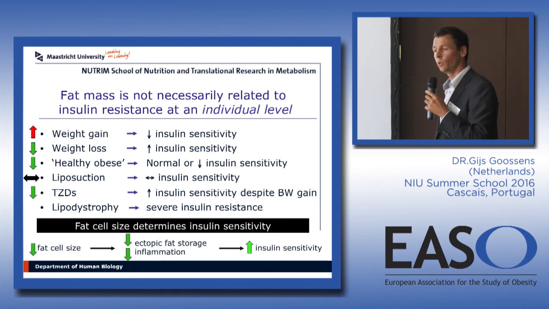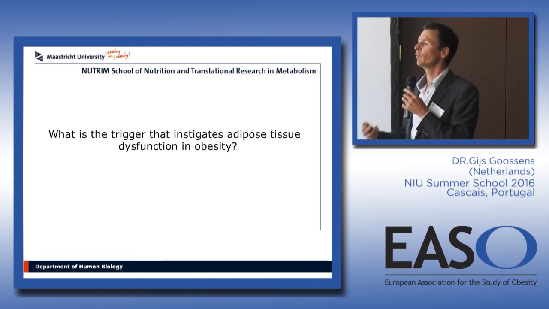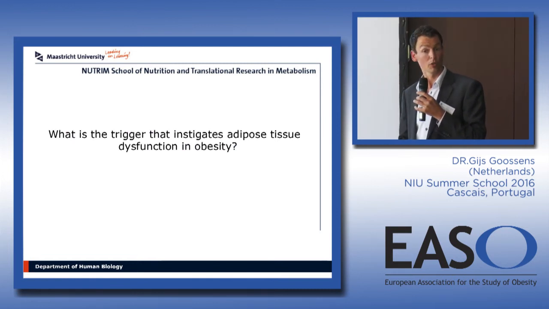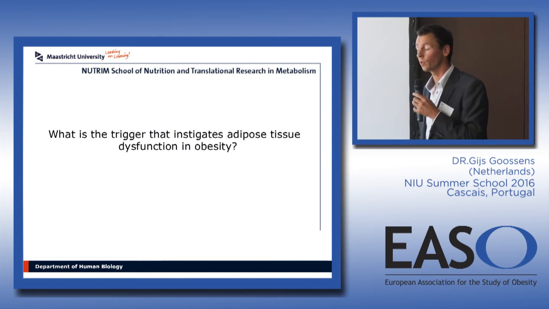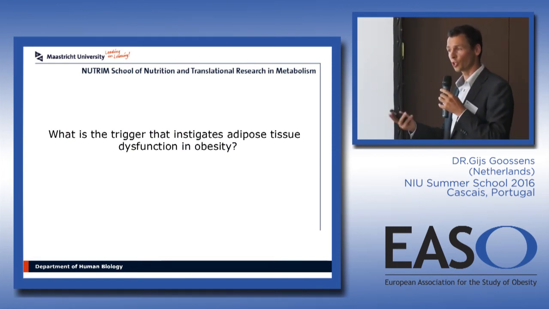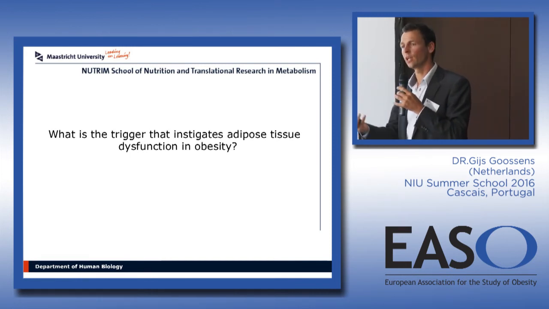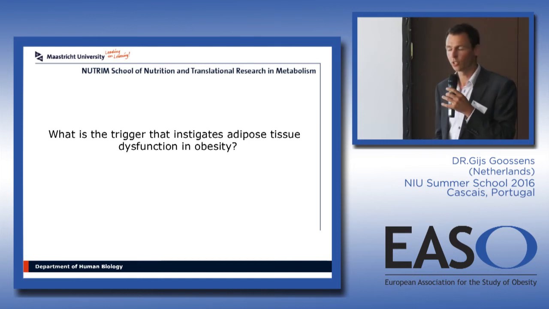But the key question really is what triggers adipose tissue dysfunction? Because I mentioned at the beginning, if we know why adipose tissue dysfunction occurs, we can intervene, right? We can develop interventions. And for time reasons, I won't discuss all classical risk factors or inflammation in adipose tissue and those things. I briefly touched upon that.